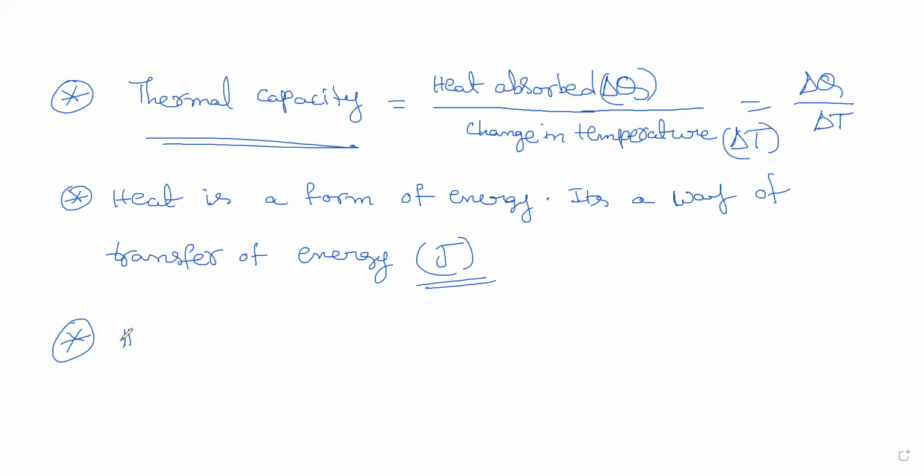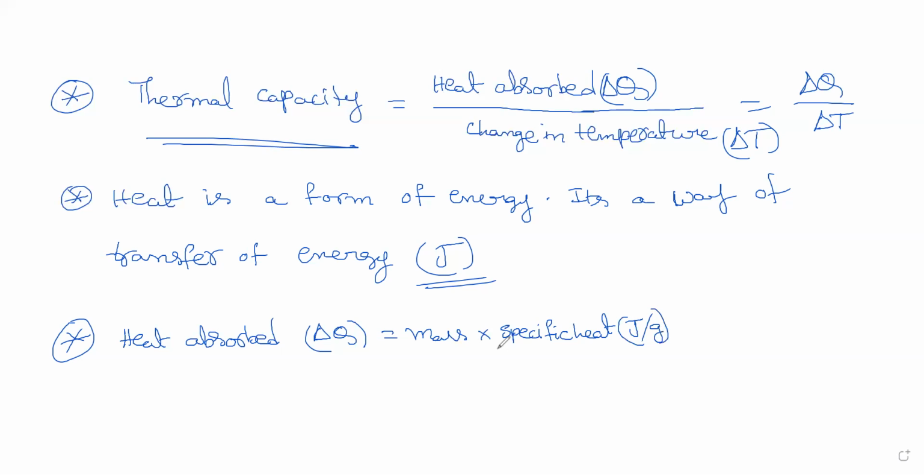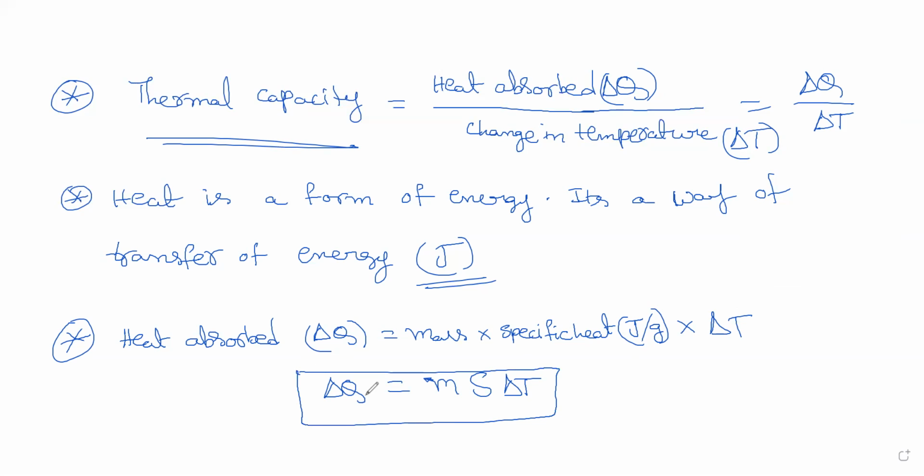Similarly, there is another formula. Heat absorbed, delta Q, is equal to mass into specific heat into change in temperature. Specific heat is expressed in joule per gram. I will tell you what specific heat is. So delta Q is equal to m s delta T. This has to be remembered. This is another funda. I will tell you what s is. Q is equal to mass into specific heat into delta T.